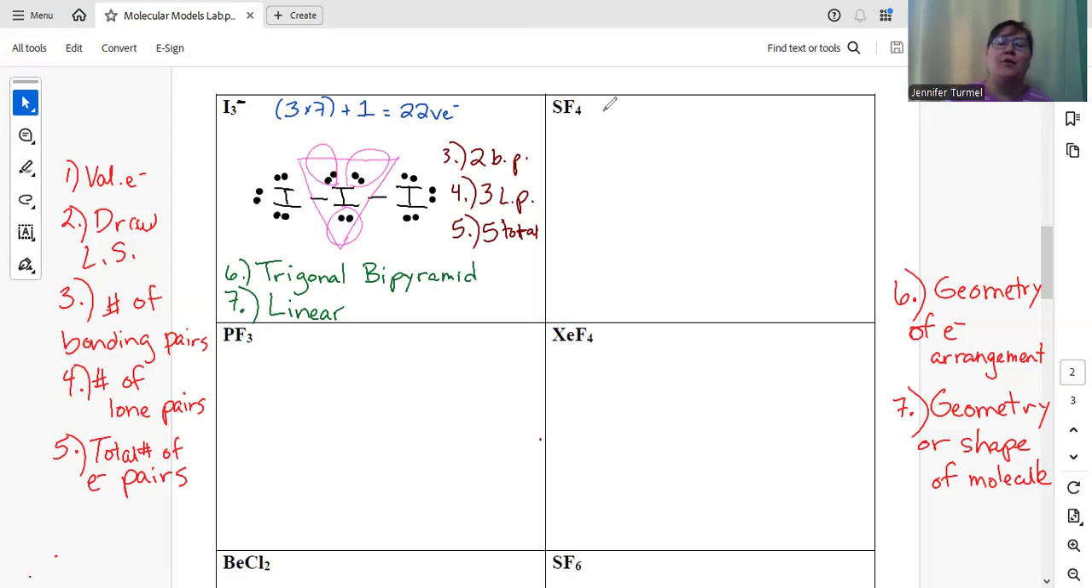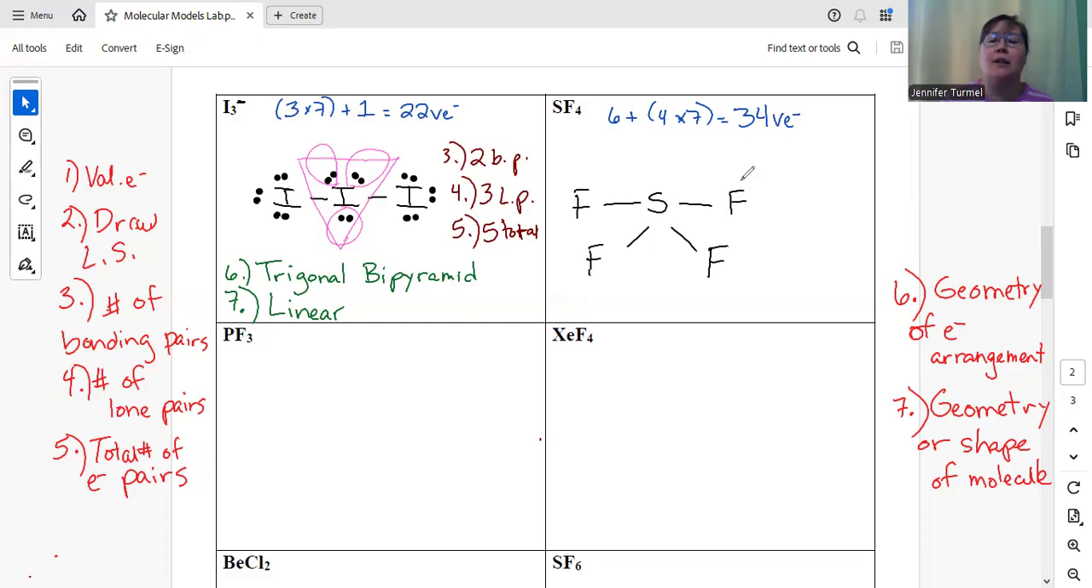And SF4, so we have 6 from the sulfur and 7 for each of the 4 fluorines, which gives me 34 valence electrons for my SF4. And because I know how this is going to look, I'm going to go ahead and start going with that here. You don't have to do it like this, obviously, but it's going to make it a little easier to see what we're doing. Okay. All right, so here's my fluorines, and now I'm going to start putting in my dots.